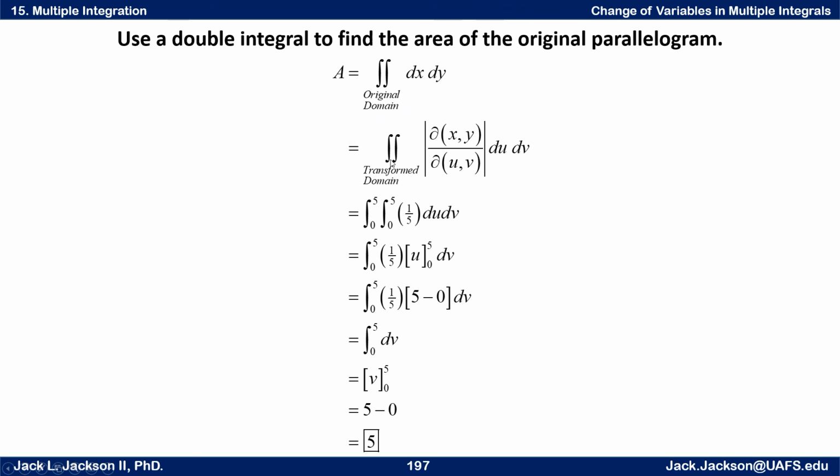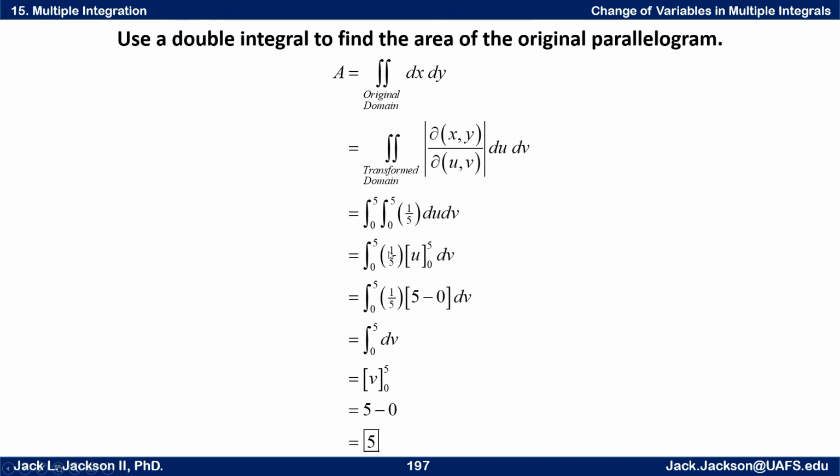Well, the transformed domain, which is the rectangle here in the uv plane, is going to be integrating with respect to u and v. Nothing to transform for the integrand up here, but we do have our Jacobian right here. And the absolute value of that Jacobian was 1/5.